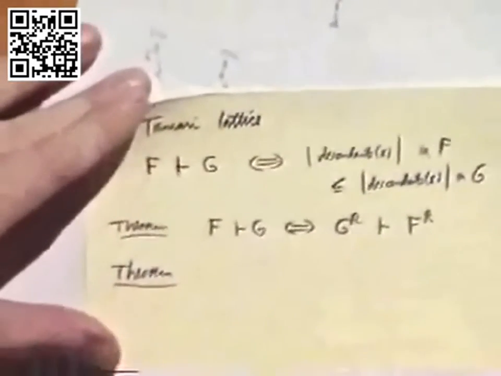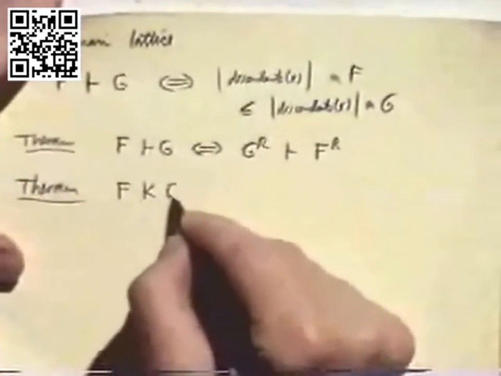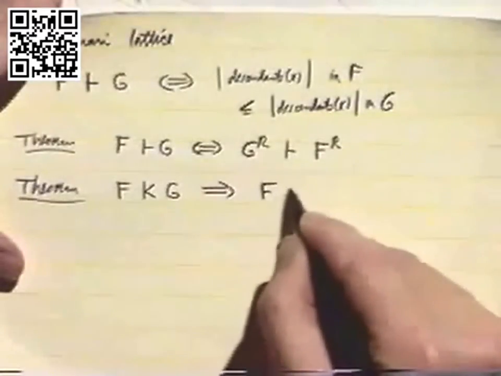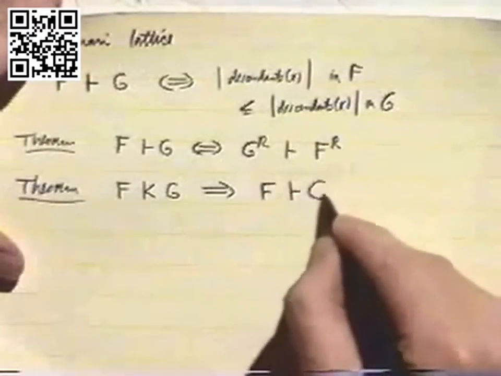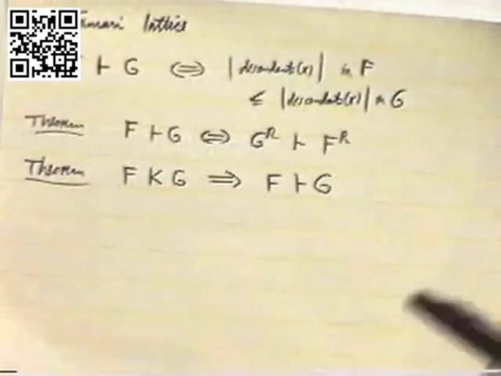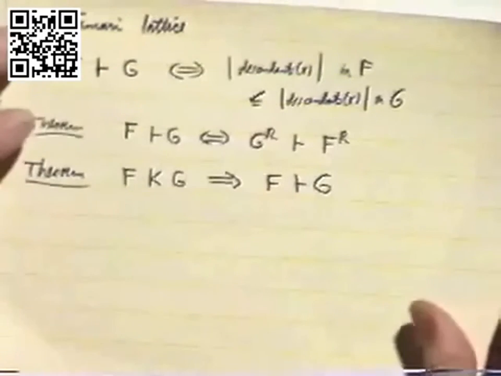Now there's another thing I wanted to show you about this picture, and that is the next theorem, which is why I like this way of representing the force: if F is related to G in the CRE8 lattice, then F is also related to G in the Tamari lattice. So these lattices aren't independent of each other, but there's a strong connection between them.